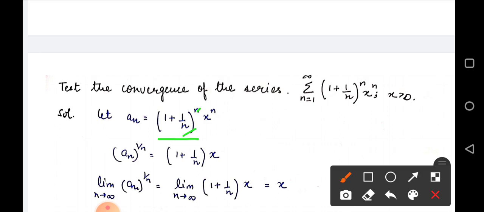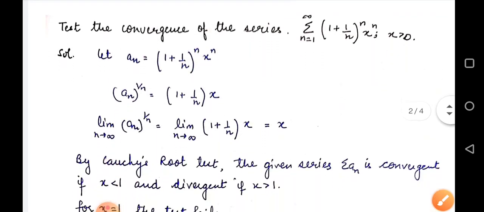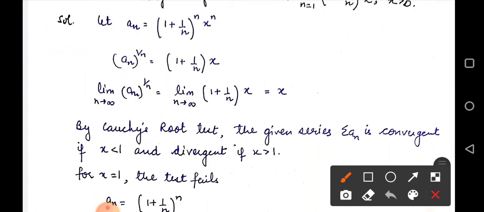So n cancels, so we have (1 plus 1 by n) into x. Now take limit n approaches infinity. 1 by n approaches 0 when n approaches infinity, so it is 1 into x, that is x. So by Cauchy's root test, the given series an is convergent whenever x is less than 1 and divergent for x greater than 1, and the test fails when x is equal to 1.